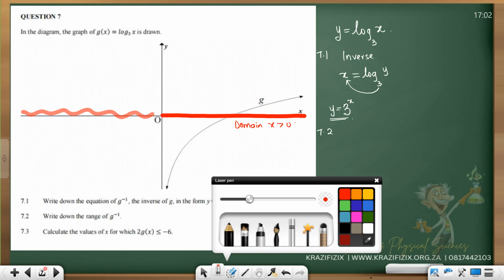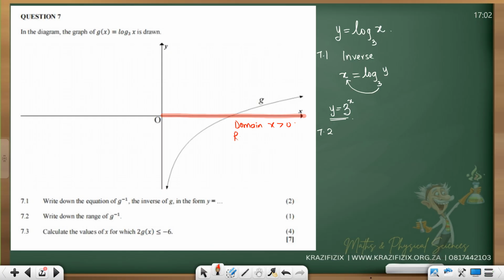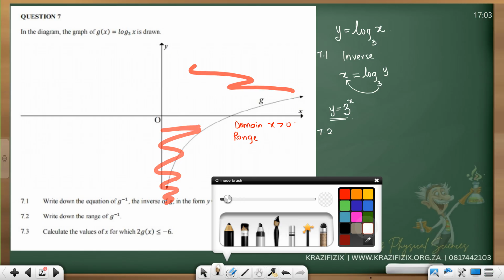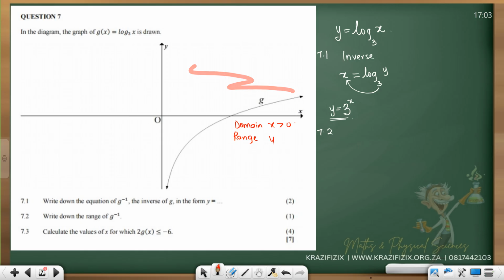So that's my domain. And what will be my range here? My range are the y values. All right, look at this. We have a negative side and we have a positive y. Can you see? Negative y value all over this place, positive y value. So check that. Y is an element of real numbers.